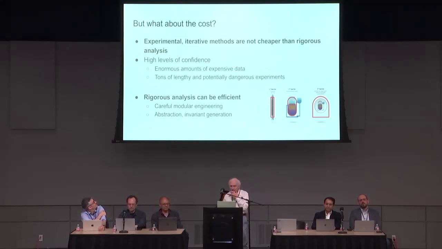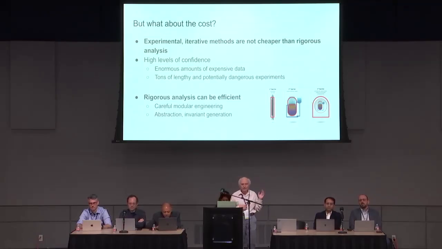My argument would be that mathematical guarantees as a means of achieving the right level of confidence is not necessarily more expensive than the level of confidence that you can reach by extensive iterations until you get things right. With iterative and experimental methods, to achieve these high levels of confidence, you need enormous amounts of expensive data. You need tons of lengthy and potentially dangerous experiments.